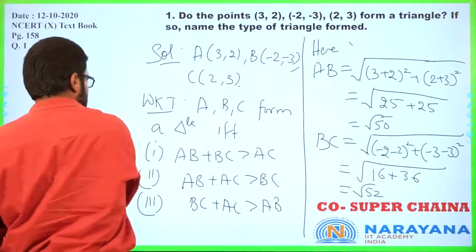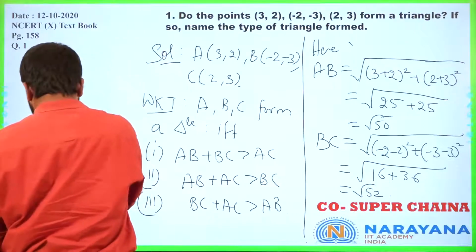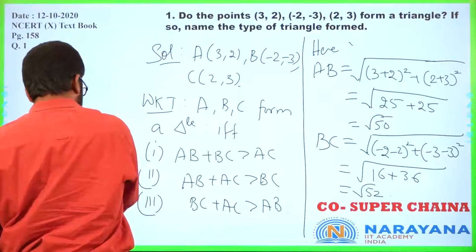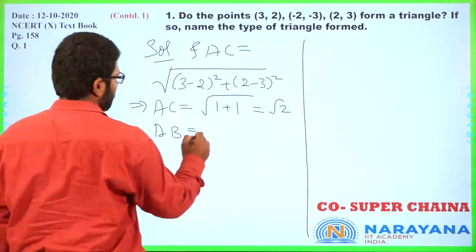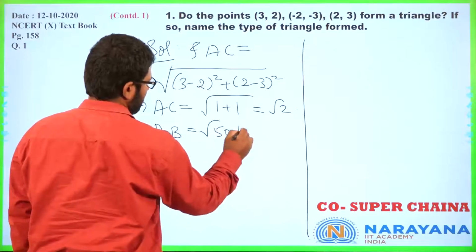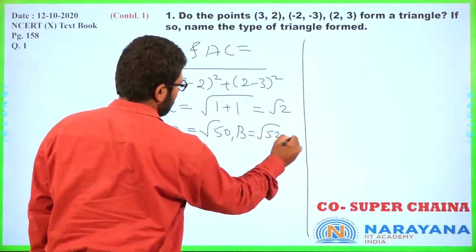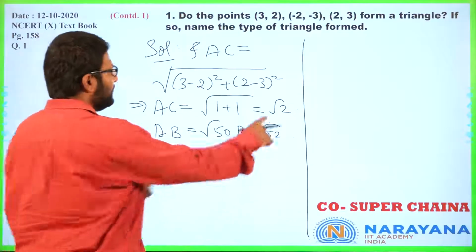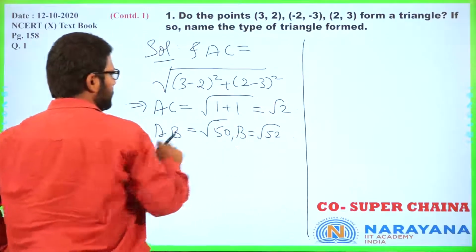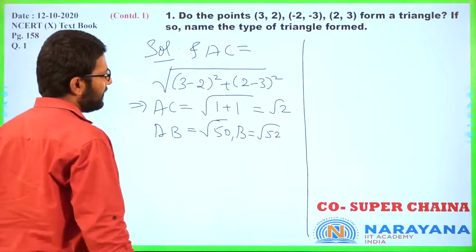AB turned out to be root 50, BC turned out to be root 52. First of all, add these two, root 2 plus root 50. Will it be greater than root 52?